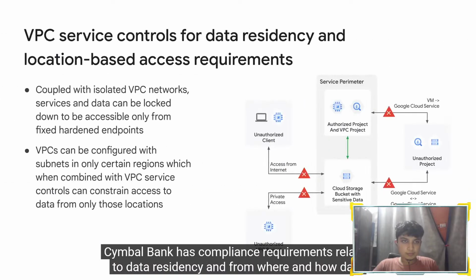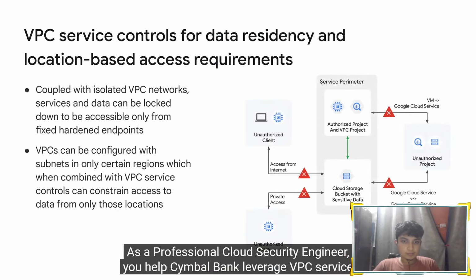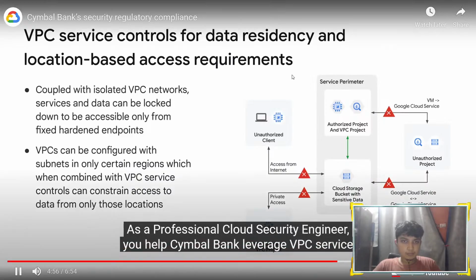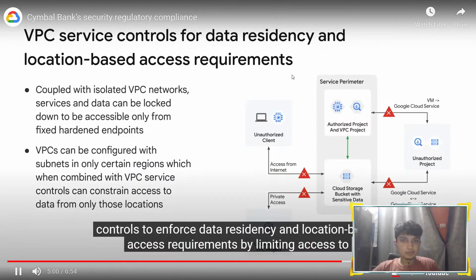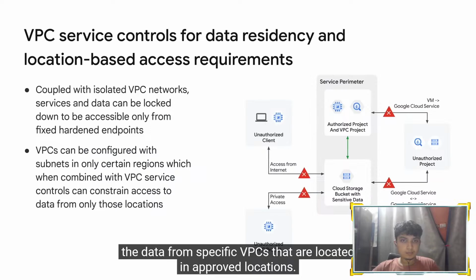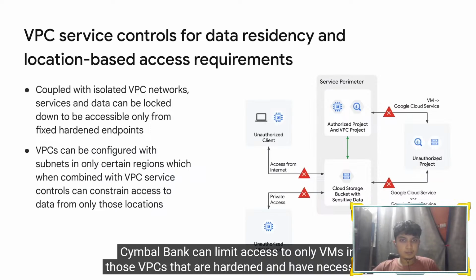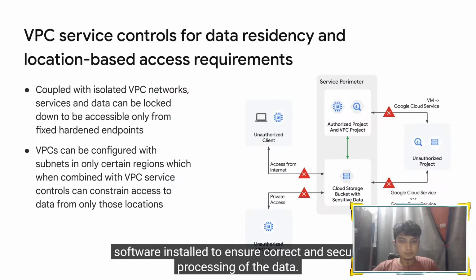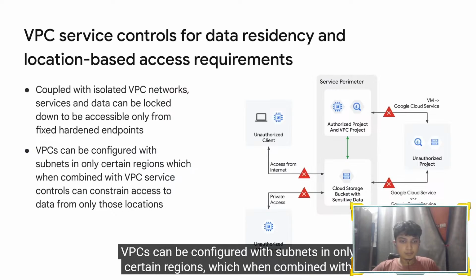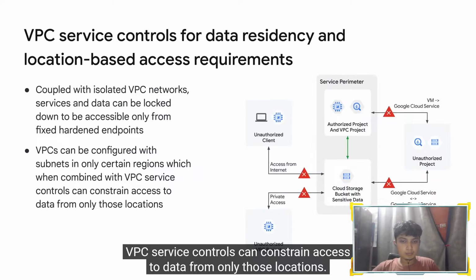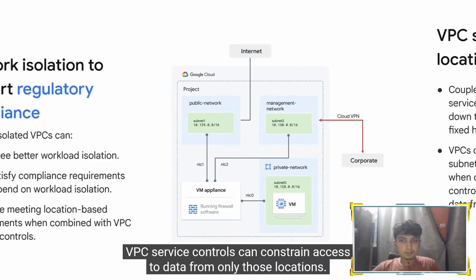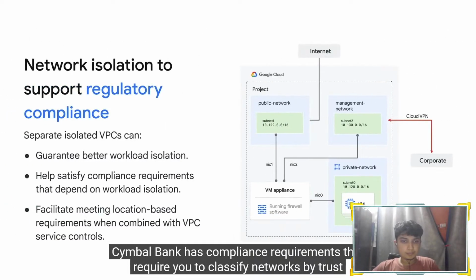SimpleBank has compliance requirements related to data residency and from where and how data can be accessed. As a professional cloud security engineer, you help SimpleBank leverage VPC service controls to enforce data residency and location-based access requirements by limiting access to the data from specific VPCs that are located in approved locations. SimpleBank can limit access to only VMs in those VPCs that are hardened and have the necessary software installed to ensure correct and secure processing of the data. VPCs can be configured with subnets in only certain regions, which when combined with VPC service controls can constrain access to data from only those locations. SimpleBank has compliance requirements that require you to classify networks by trust level.